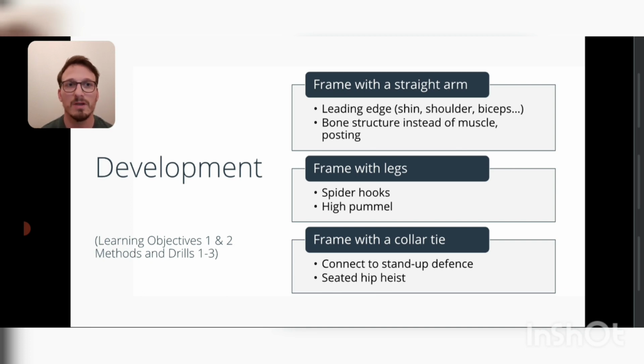Same goes with the collar tie. If people don't come up with the solution of a collar tie, when the person is running around the legs and is very deep and has already passed the knee line, and you cannot really frame with a stiff arm or with your legs, then you can use a collar tie-ish frame against the shoulder and collarbone to stop people from capturing the hip line.